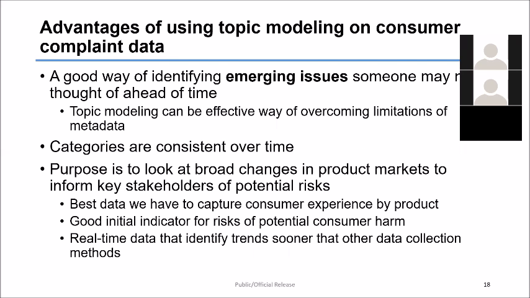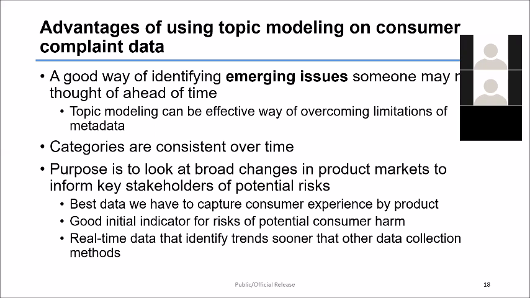So overall, I think this is a good way of identifying particularly emerging issues you might not have thought of ahead of time. For example, there are a lot of fintech products that were not available at the time the CFPB created these issue categories. These categories could stay consistent over time. The purpose is to look at the broad changes in product markets to inform key stakeholders and potential risks.